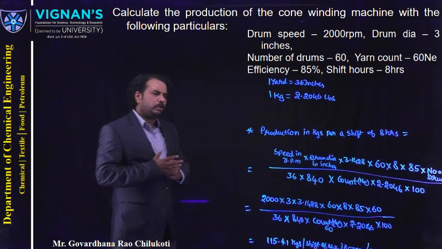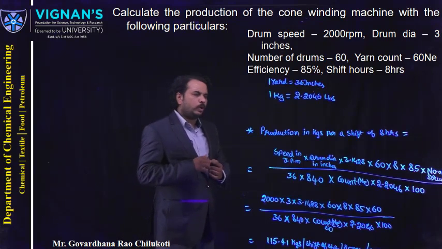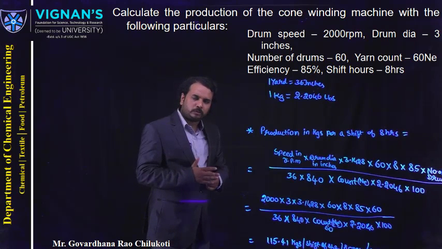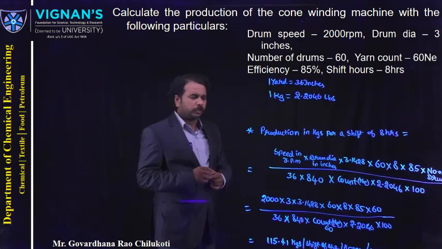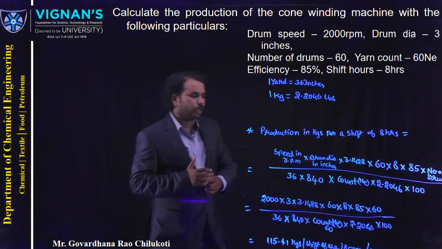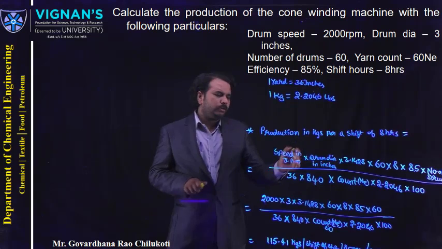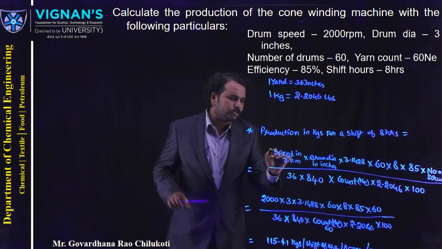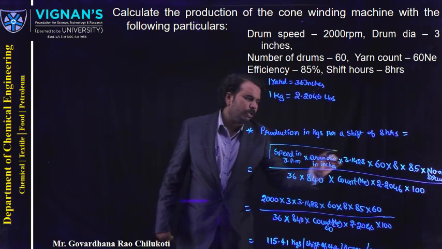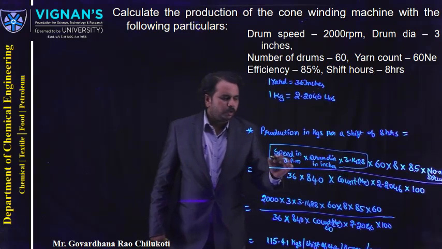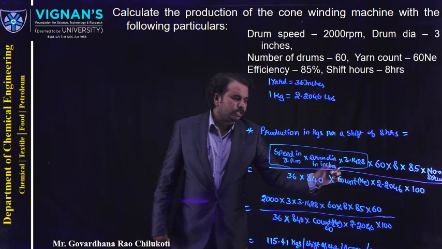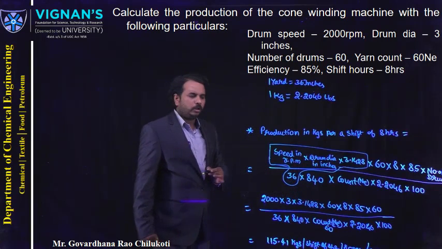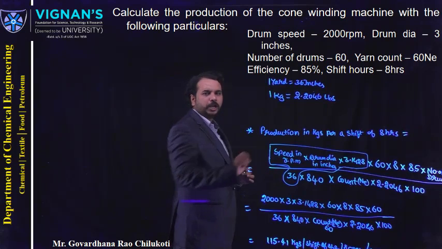This is simple. You need to understand how we have converted from one parameter to the other parameter, length to length, length to weight. You can see the speed in RPM. We have calculated the surface speed of the winding drum in inches per minute, and inches per minute we have converted into yards per minute.